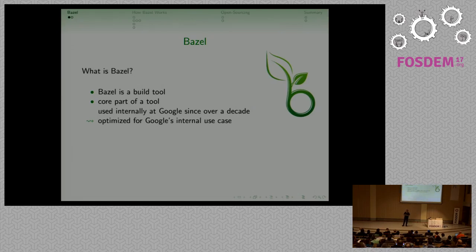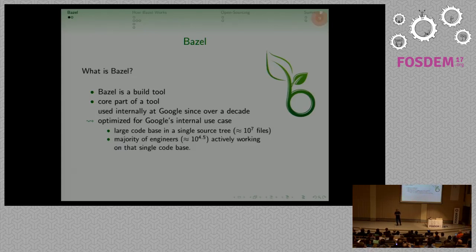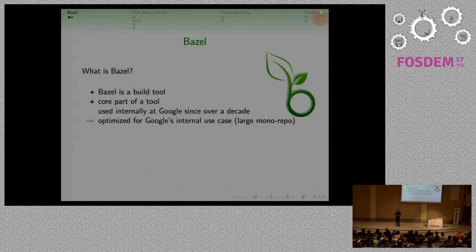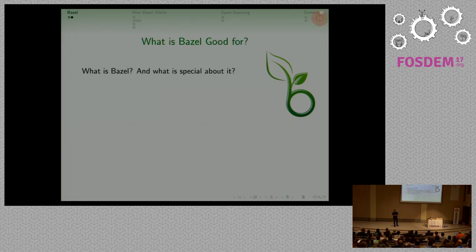And given that it's been in use at Google for so long, you can already derive that it's mainly focused at the use case we have at Google. Whenever there's a design decision to be made, it's made to better support that use case, which is you have a large single code base. The majority of code at Google is in one big repository, and that is under active development. Basically, you build everything from head all the time. That's usually called a large monorepository, and it happens to be large at Google with tens of millions of files and tens of thousands of engineers working on it. And it is open source since 2015, so only recently being open sourced.